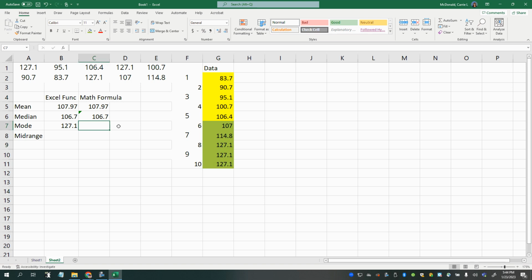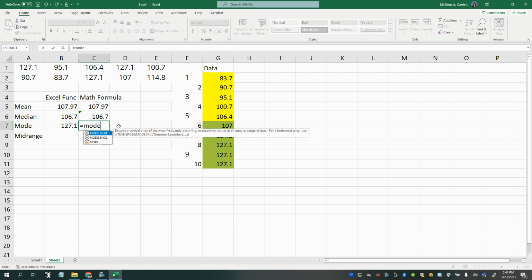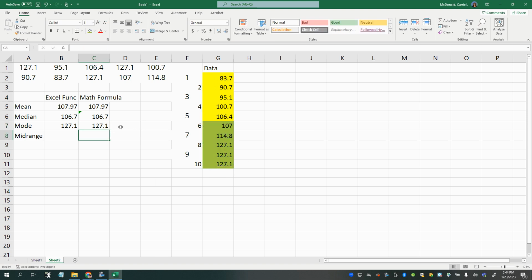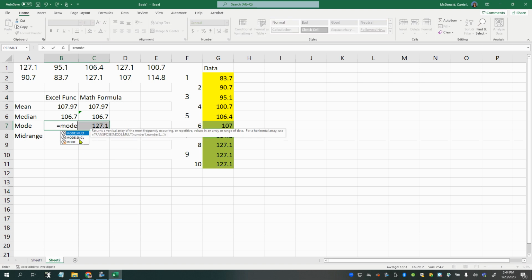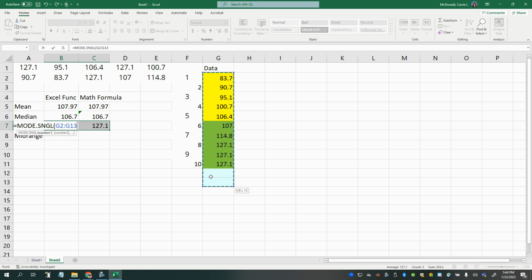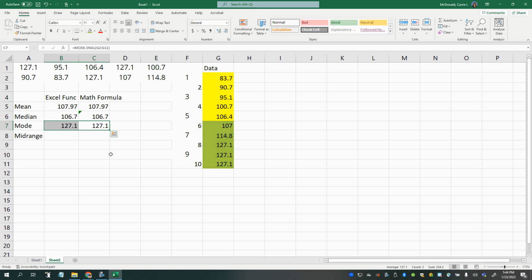Okay? And I don't know if there even is a mode single. Let's try this. Yeah, it worked too. There was a mode formula, so I actually did it backward there. MODE.SNGL. I've actually never tried to use that before, and that worked too. Okay, then midrange.